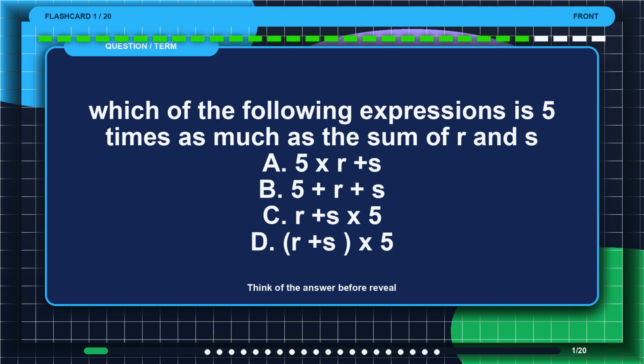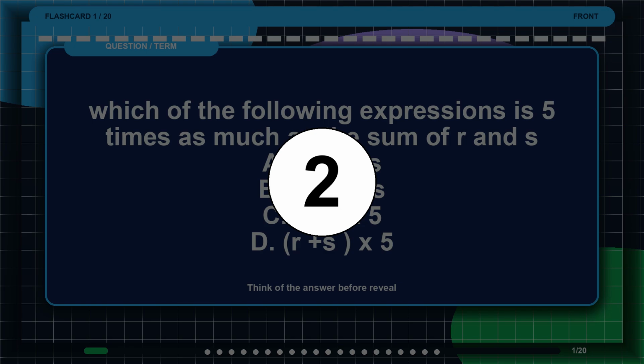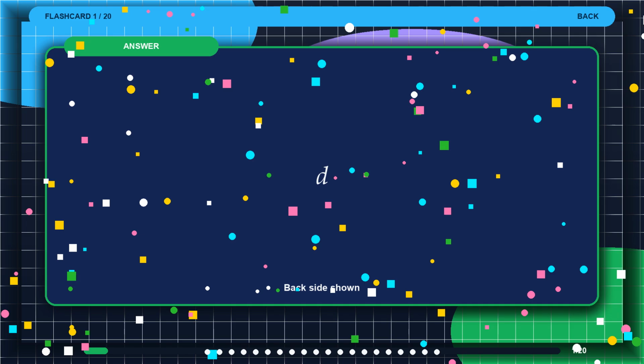Flashcard 1. Which of the following expressions is 5 times as much as the sum of r and s? A. 5 × r plus s, B. 5 plus r plus s, C. r plus s × 5? Pause and think of the answer before the reveal. The answer is D.